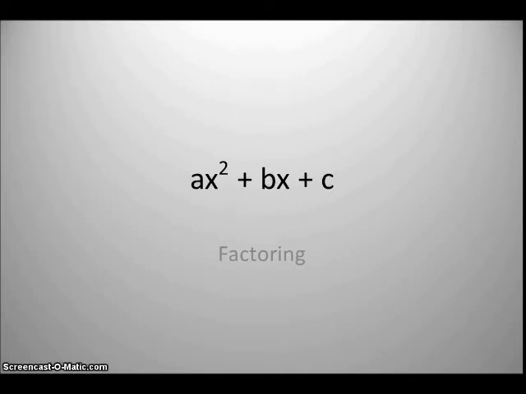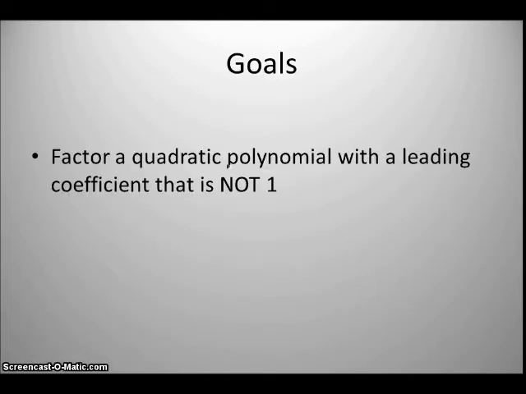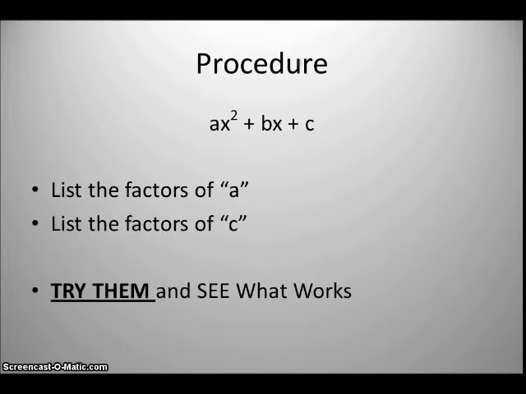And now we're going to look at factoring quadratic polynomials in the form of ax squared plus bx plus c. So our goal today is to factor polynomials that have a leading coefficient that is not 1. So our procedures to factor, we're going to list the factors of A, then we're going to list the factors of C, and then we're just going to try them and see what works.